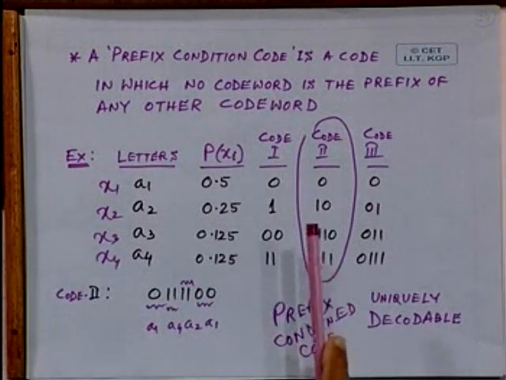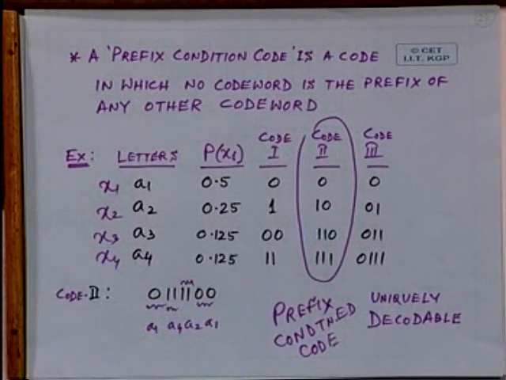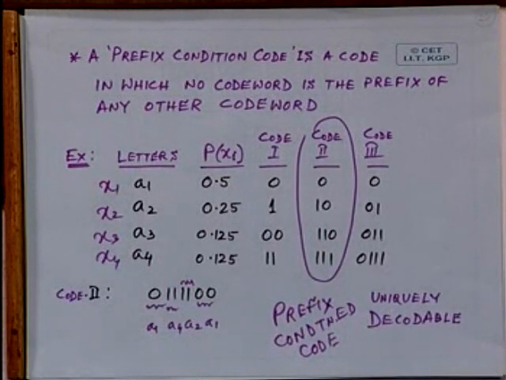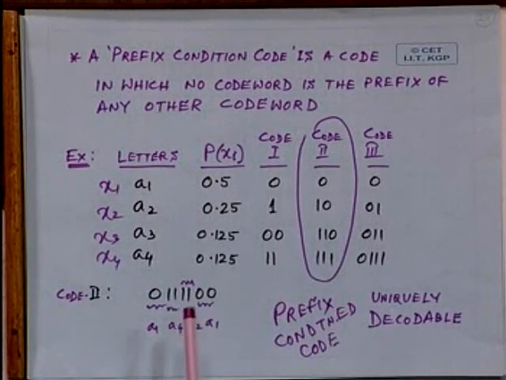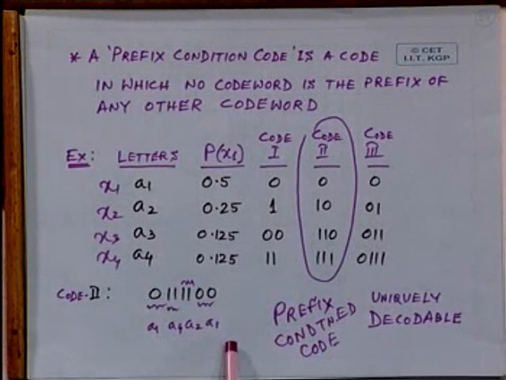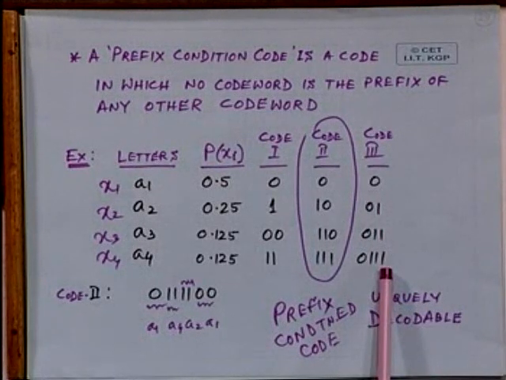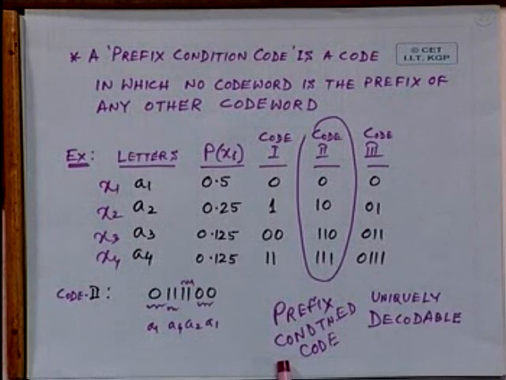If I get a running stream of ones and zeros following this coding style, I can distinguish what is what. As a quick example, I have a sequence here 0 1 1 1 0 0. This is uniquely decodable as a1 a4 a2 a1. Check for yourself. As an example, I have considered a third scheme which is not a prefix condition code, but is still a uniquely decodable code.